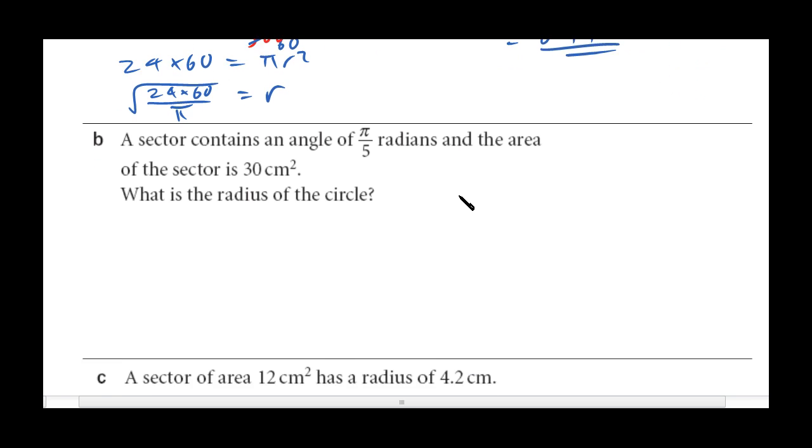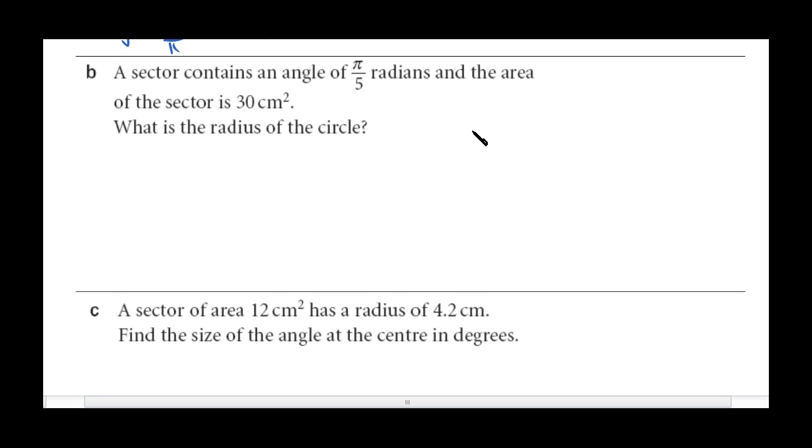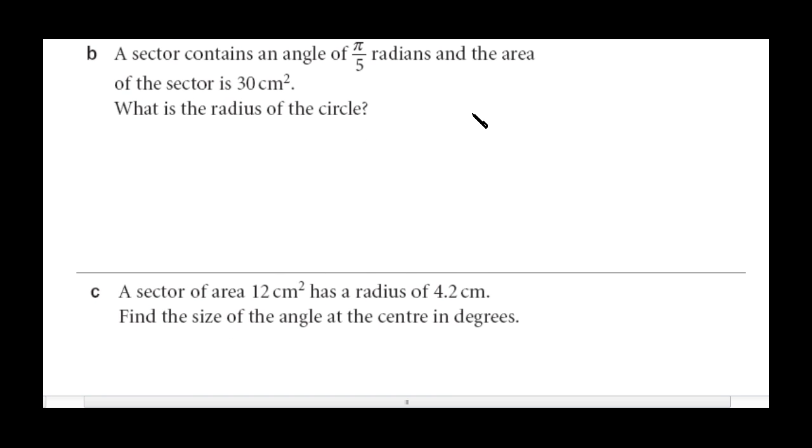Let's look at the next question. A sector contains an angle of pi by 5 radians and the area of the sector is 30 centimeters squared. What is the radius of the circle? So we know that the area is equal to half r squared theta. So therefore 30 will equal a half r squared times pi by 5.